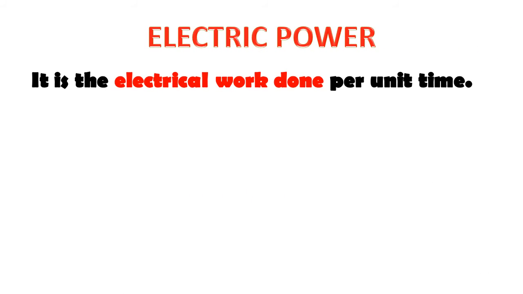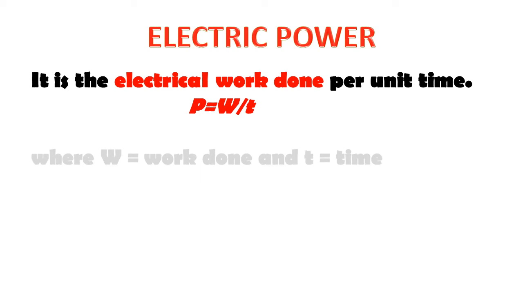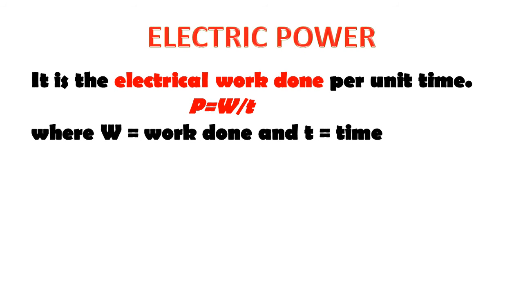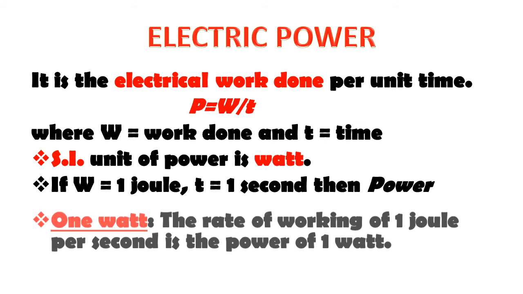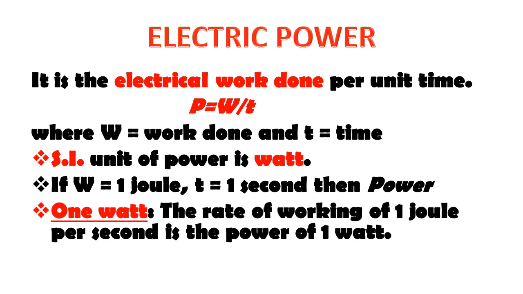Electric power, it is the electric work done per unit time, that is P equals W by t. Its SI unit is watt and 1 watt is defined as the rate of working of 1 joule per second.